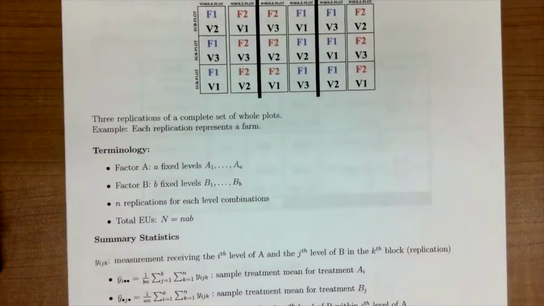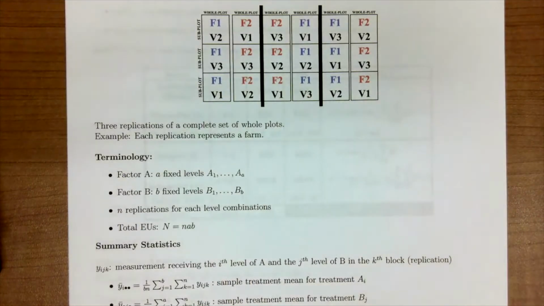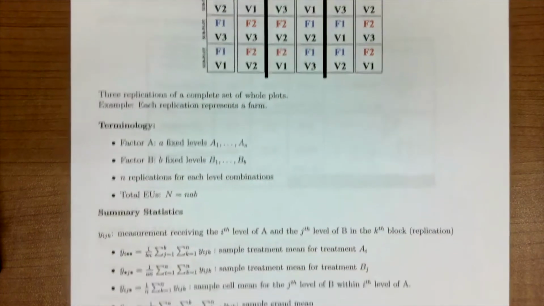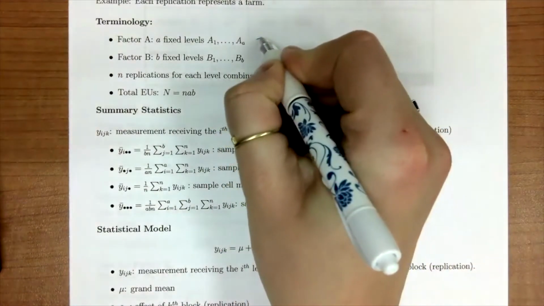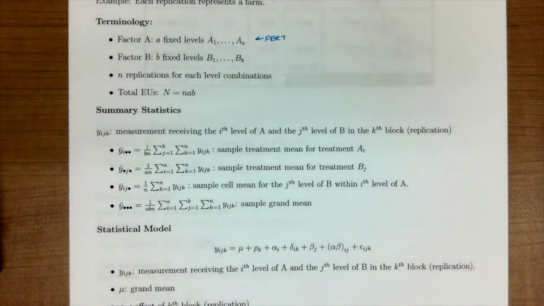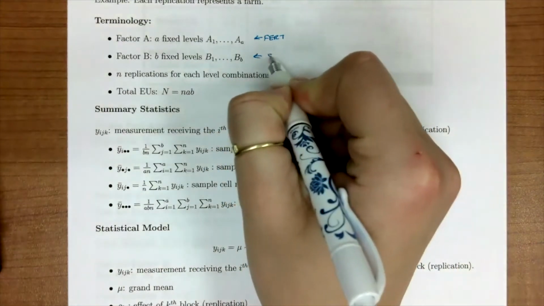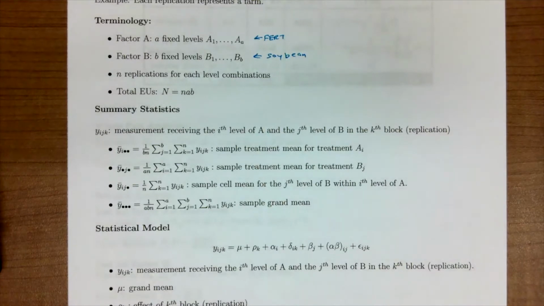In our last lesson, we showed that this would be our randomization scheme because we're going to have blocks. So let's add some terminology to this. Factor A is going to have a fixed levels. It could have been a randomly selected levels, but again, this is going to be our fertilizer in our example. And then for factor B, we have b fixed effects. This is going to be our soybeans or our variety. We have n replicates for each level combination, so we have our total number of EUs.